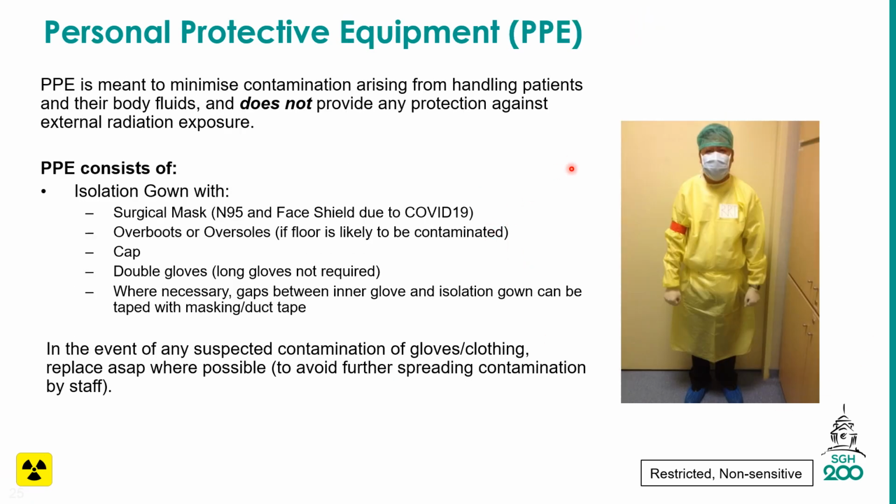What kind of PPE do we use? There is no need to use lead gowns, but rather the usual universal PPE such as surgical mask or N95, depending on the COVID status of the patient, over boots or over soles, cap, double gloves. Now the reason for double gloves is because what if the outer glove breaks or tears, the inner gloves will still keep your hands contamination free, and that's the purpose of that.